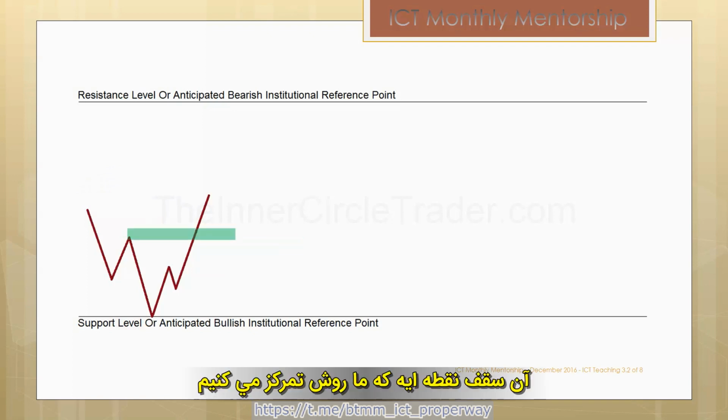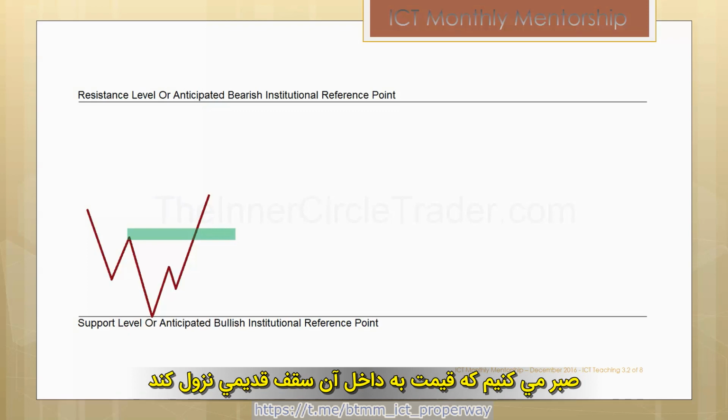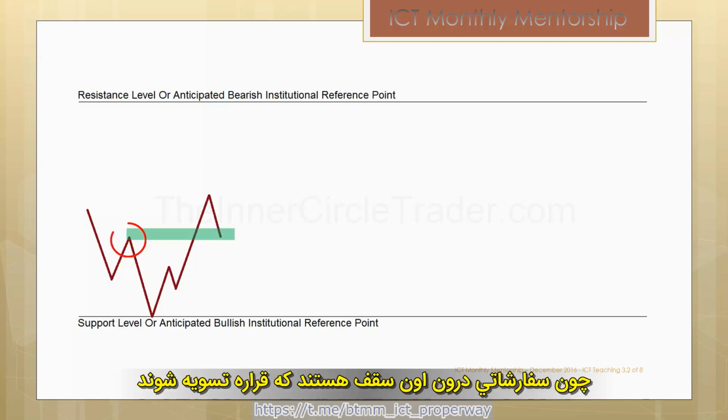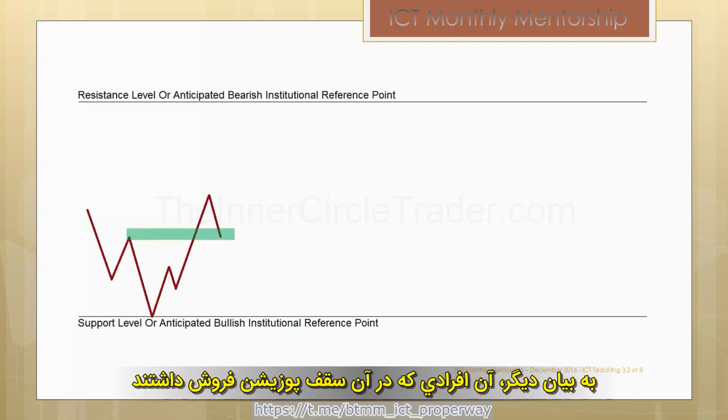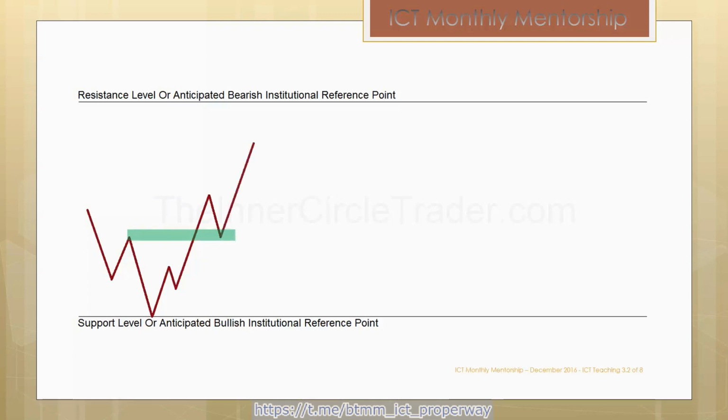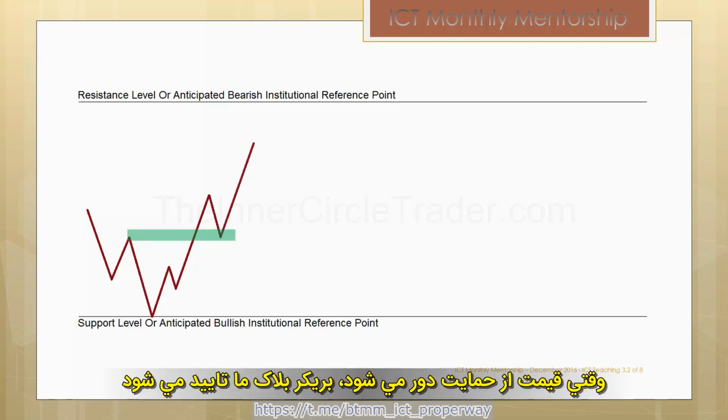That high is what we focus on. Wait for price to come back down into that old high. When it trades there, we view that as real support, because there's going to be orders inside that high that will be looking to be mitigated. In other words, those individuals that were short at that high, they're going to want to take those positions off and maybe get in sync with a new leg higher in price. As price moves away, that confirms the breaker.